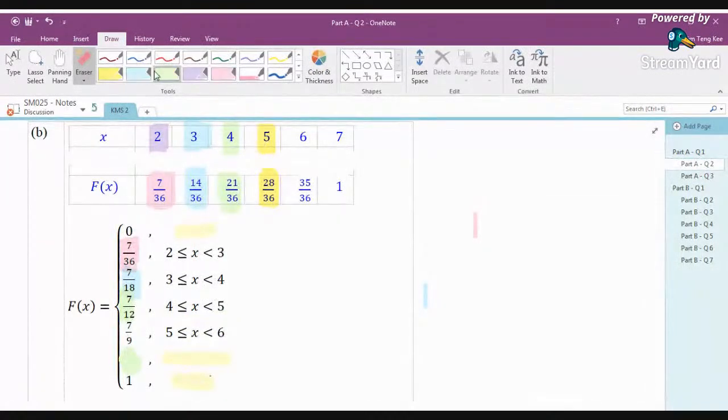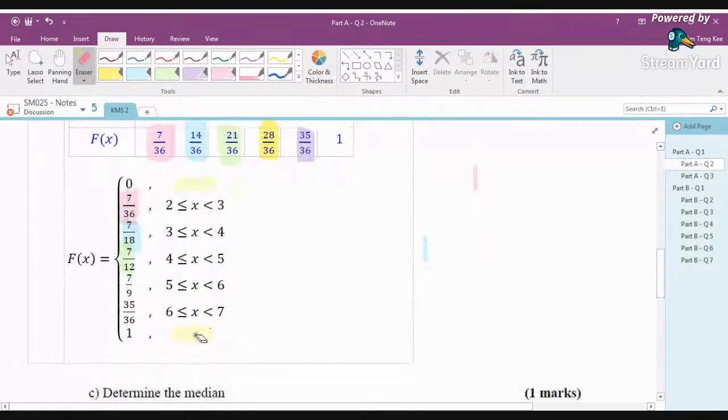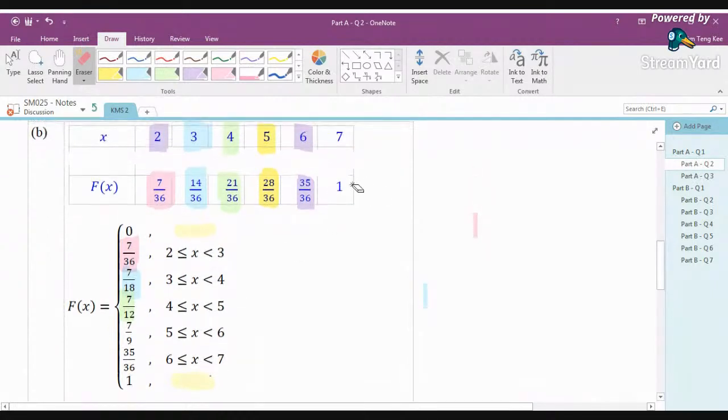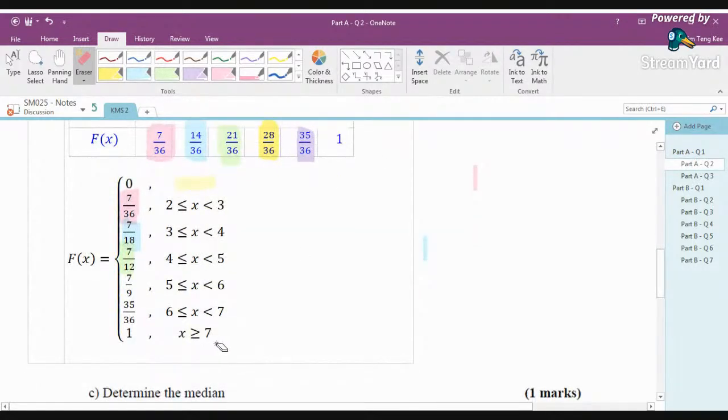Follow? When you have the case of 35 over 36, the x value before you reach 1 will happen to be from 6 until somewhere before 7. So 6 less than or equal to x less than 7, not including 7. Then finally 1, what you see here is that it will happen to be 7 and onwards for your x. Therefore, x greater than or equal to 7.